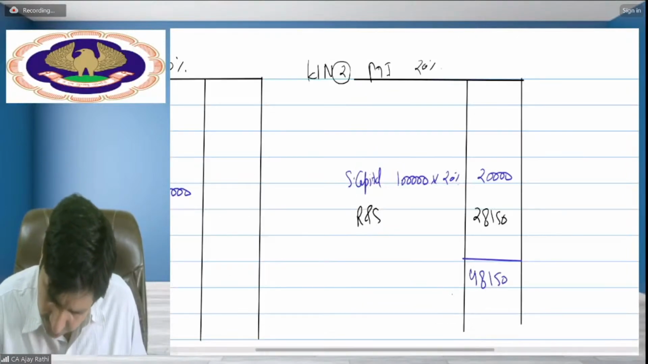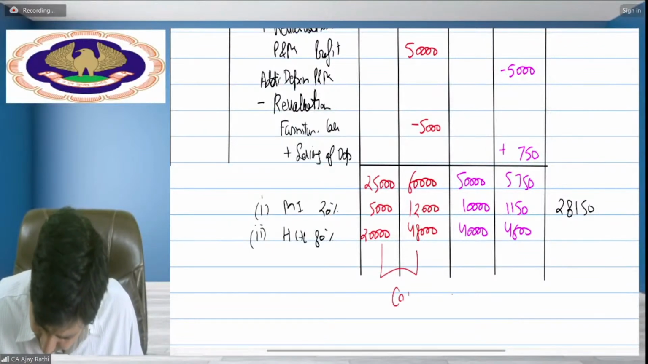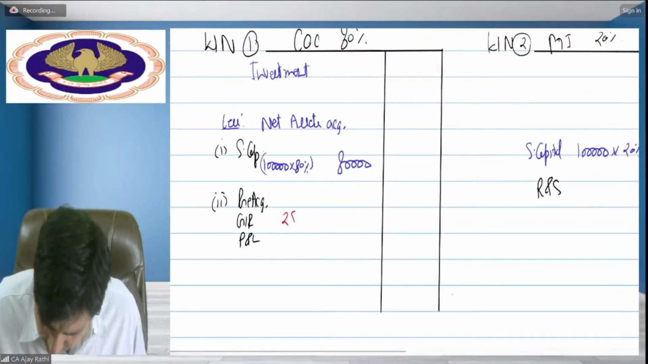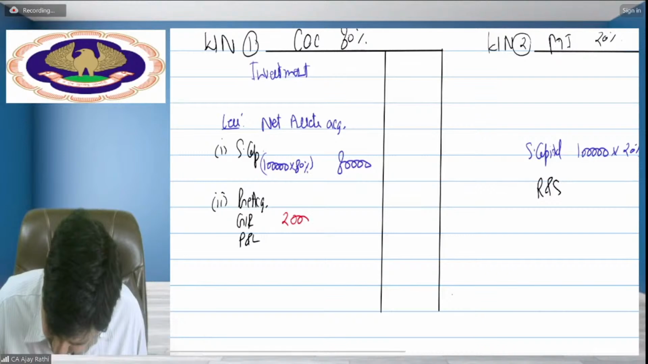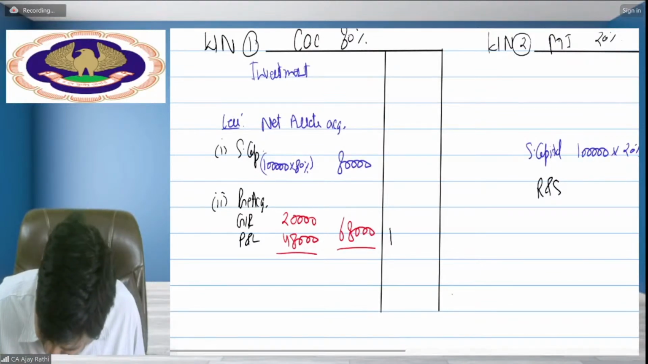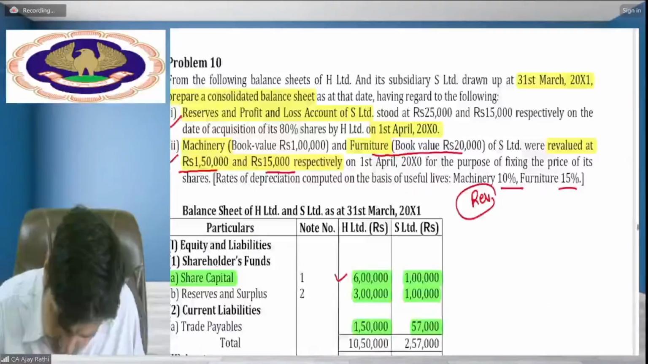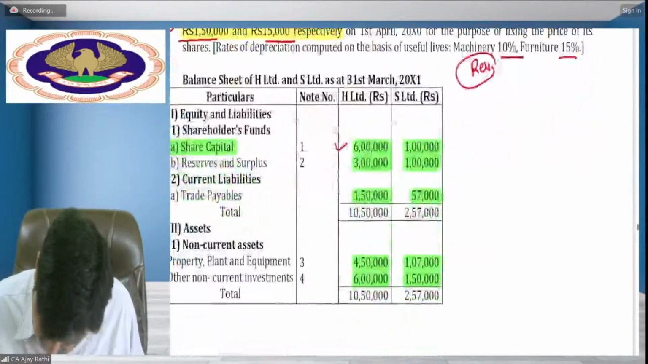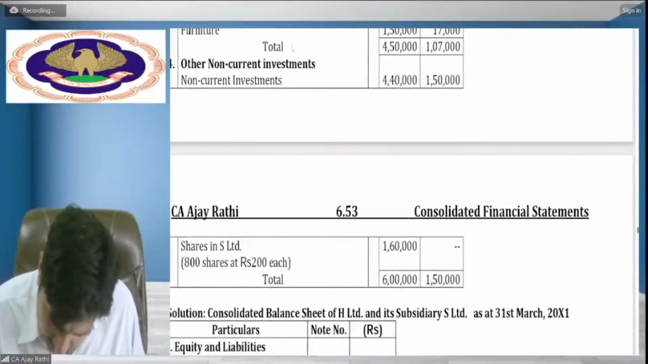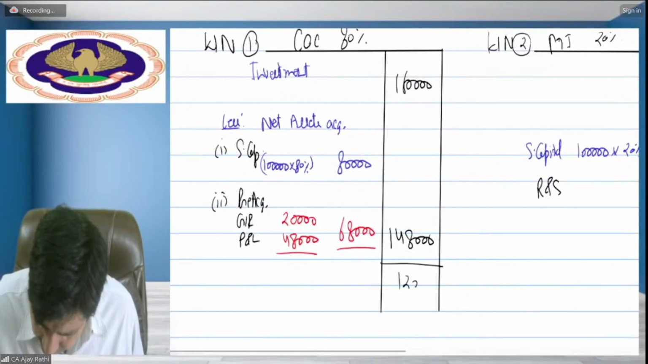Now please come to this one. Both of these are to be shifted to cost of control: 20,000 and 48,000. How much is the total amount? 68,000. Can I say now 1,48,000 is the net assets? Definitely. And what about the investment there? Please see, 1,60,000 is there. That is investment in subsidiary company. So there is 12,000 that can be called goodwill.